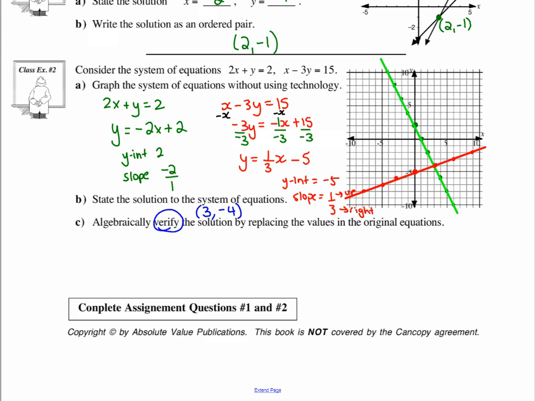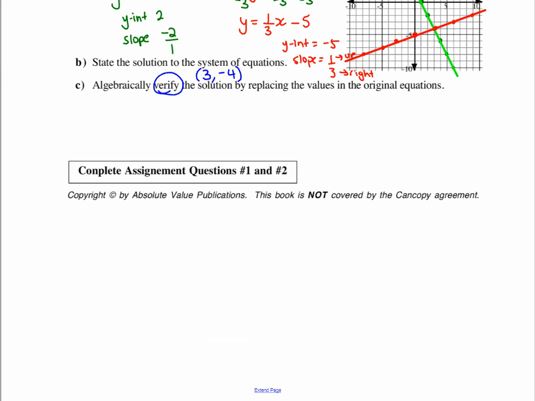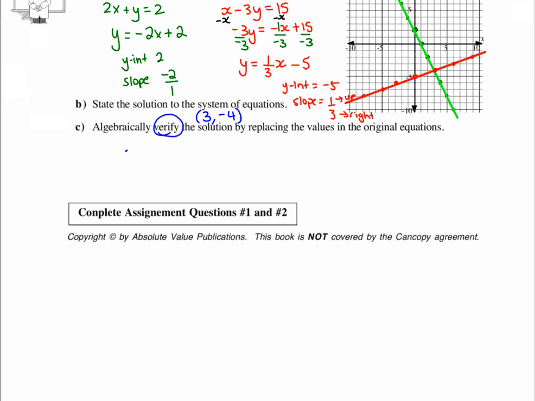Now, how do I algebraically verify? We always use the original equations. So I have to sub in 3 and -4 into both equations and prove left side equals right side. So first for the equation, we always use the originals. 2x plus y equals 2. 2 times, what was my x value? 3, plus -4 has to equal 2.